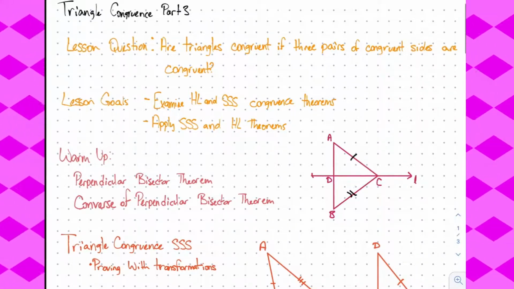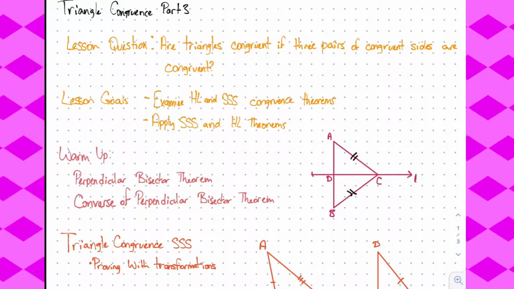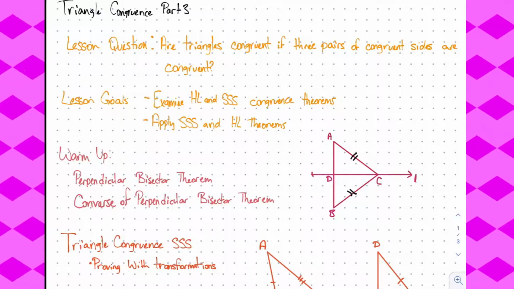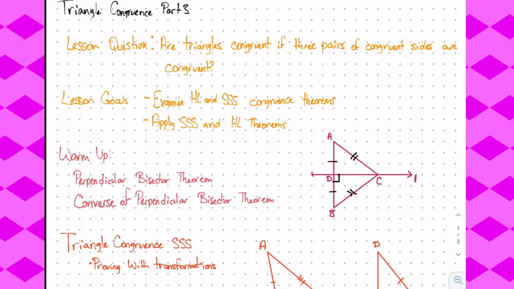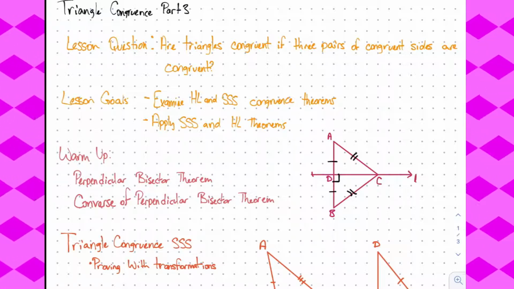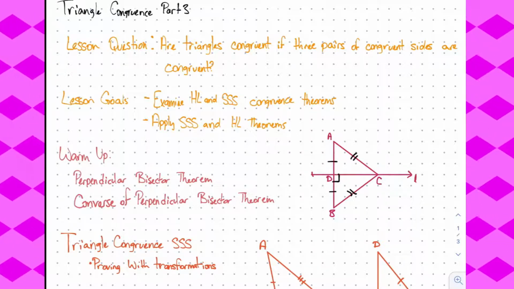Now this idea also works in reverse. The converse of the perpendicular bisector theorem says that if a point is equidistant from the endpoints of a segment, then it is on the perpendicular bisector. So that's a right angle there at D, and then DA and DB are the same length.